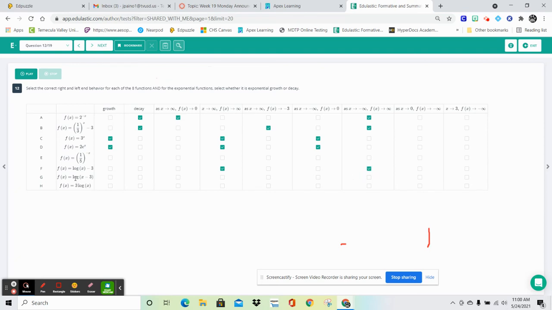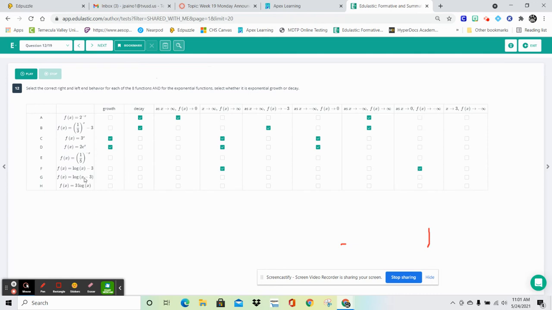Same thing here for G. I'm sorry, I got to fix that. So instead of saying the left end, because it doesn't exist there, as it approaches 0, remember there's a vertical asymptote at 0, so the domain doesn't exist past that. So as it approaches 0, it's going to go down.